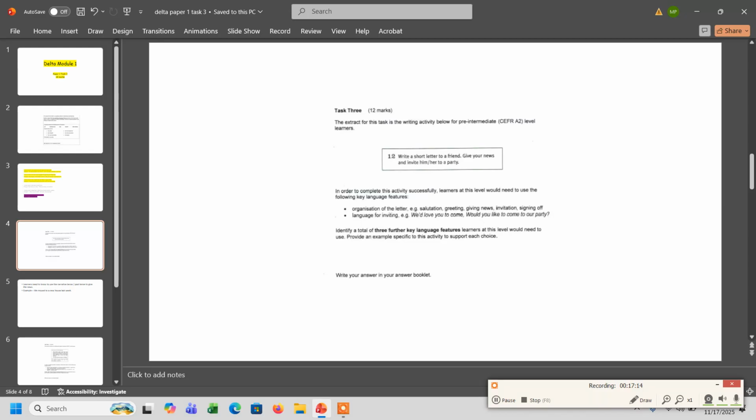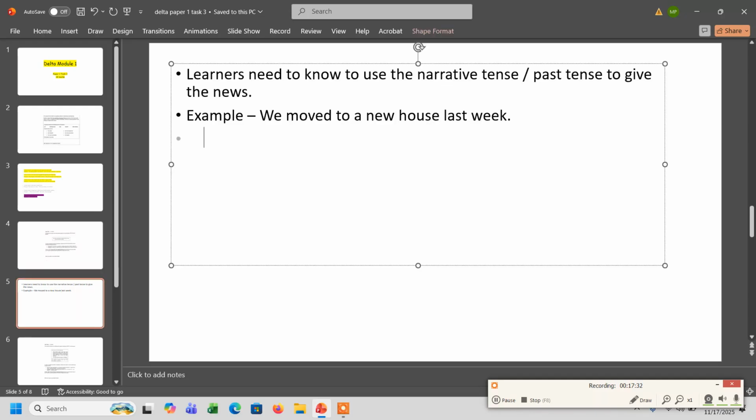So we are going to throw a party, throw a house. We are going to throw a house. Yeah, we can also write that one. See, when you feel like the A2 level, pre-intermediate level learners fulfill this task, a lot of ideas come out. Yeah, we are going to arrange a housewarming party, so learners need to know.